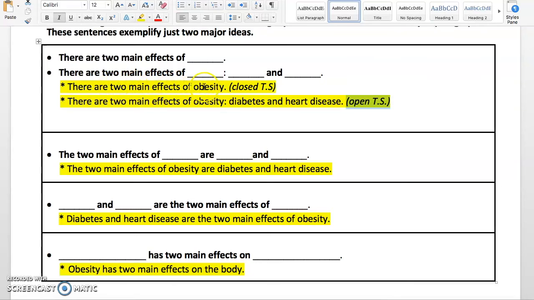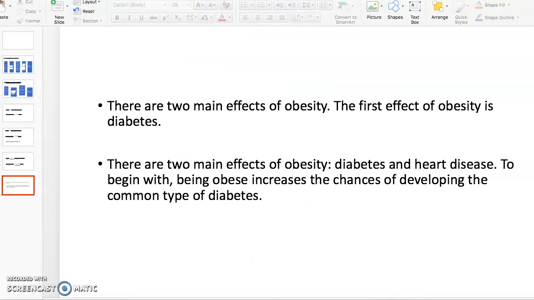There are 2 main effects of obesity. That's a closed topic sentence because I don't mention the majors. I just say there are 2 main effects. What are the effects? I cannot see it here. So it is a closed topic sentence. But when I say there are 2 main effects of obesity, diabetes and heart disease, so this time I see the majors, so this is an open topic sentence. What is the difference? Both of them are very well written topic sentences, actually. However, how I'm going to write my majors will be different. Let me show you a very brief example.